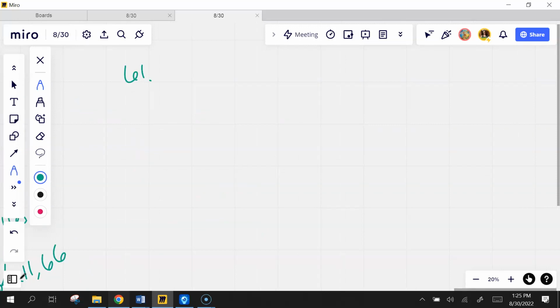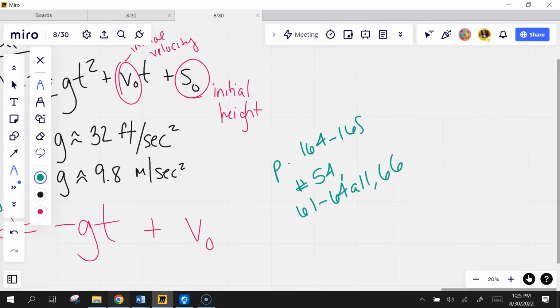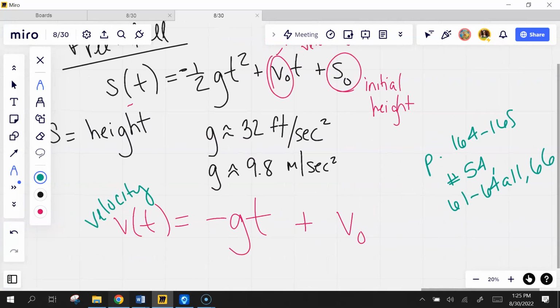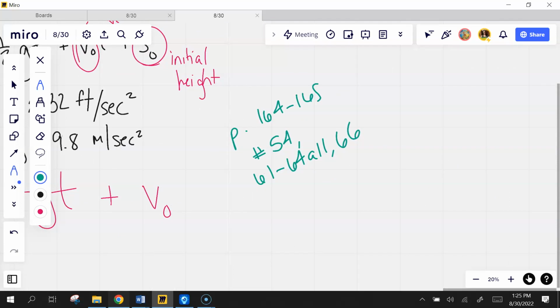Free fall motion. These are all word problems, by the way. Together, 61.